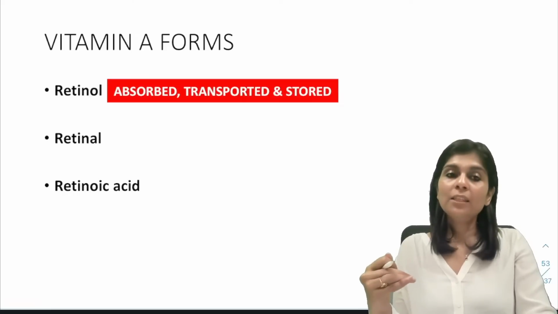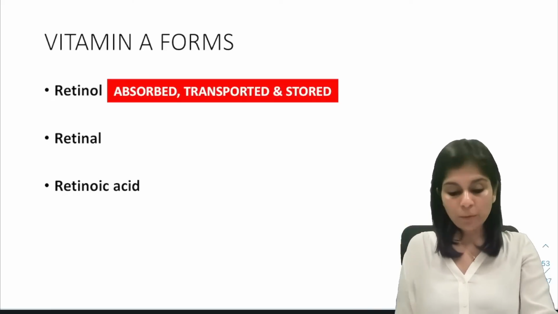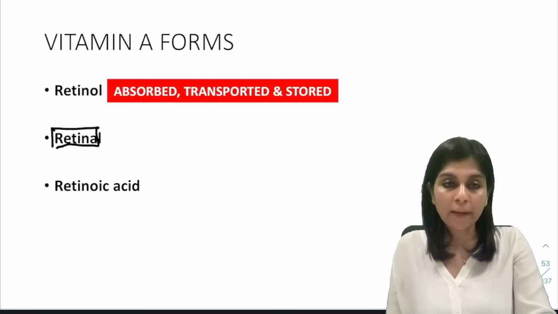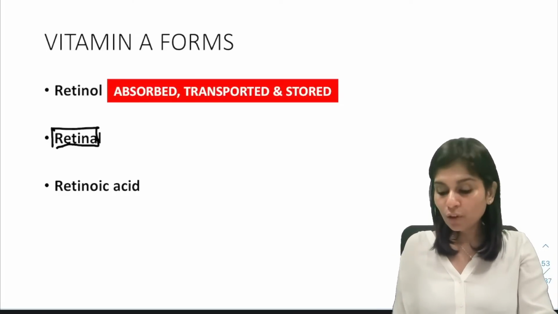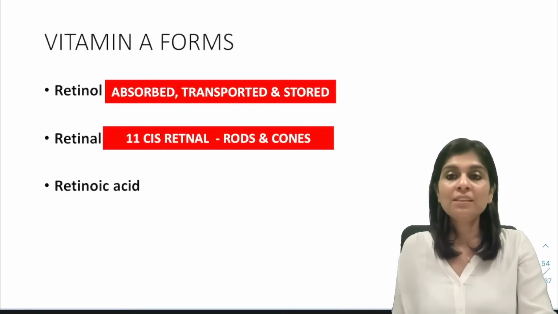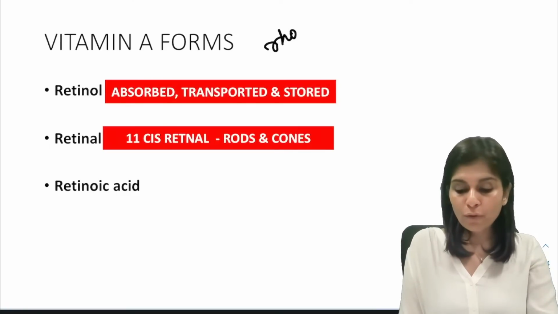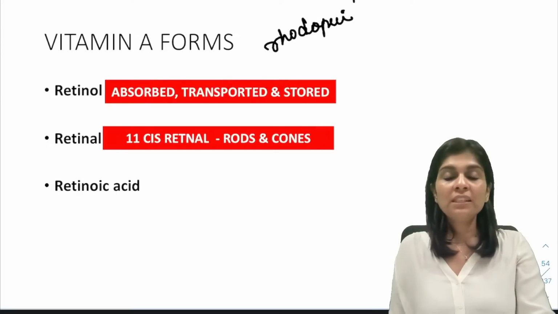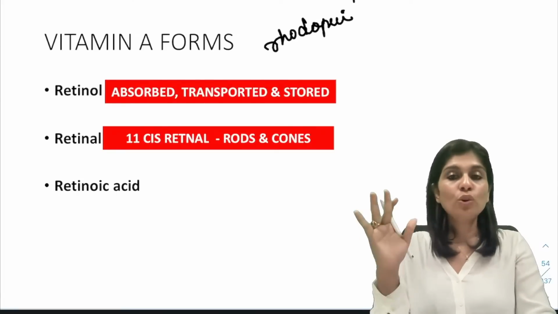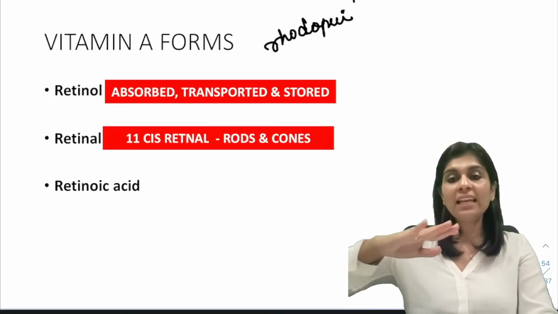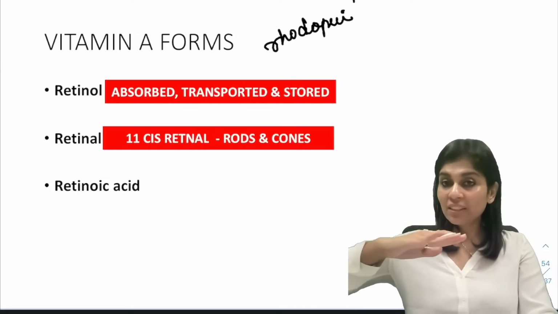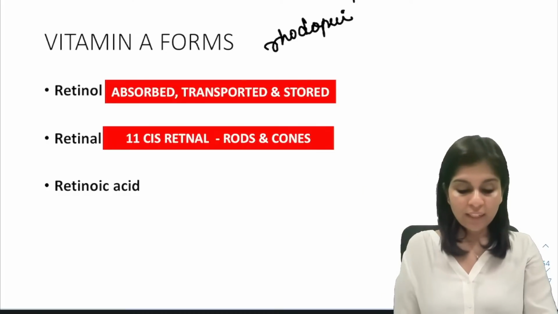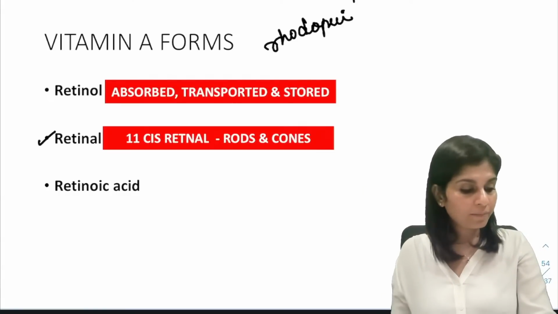Now retinal is the one which is present in the eye. To remember that, what did I ask you to remember? Retina. That tells you it has got something to do with the eye. So in the eye, it is present in rods and cones. How is it present in rods and cones? In the form of rhodopsin or conopsin. So what is rhodopsin or conopsin? Until stimulated by light, rhodopsin is 11-cis retinal in the center, surrounded by opsin. Okay, so that is the significance of retinal.